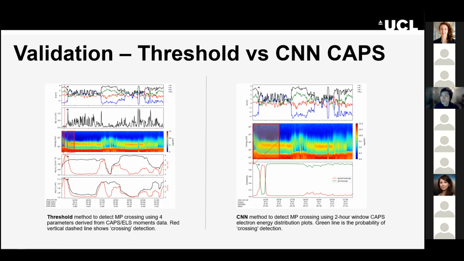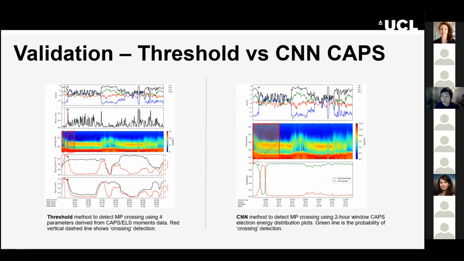Now if we look at the same event, but with CAPS data, we can see that the threshold method correctly predicts the first one, but not the subsequent crossings which happen. The CNN, however, identifies the first one correctly, and it has a period of no crossing as this 2-hour window slides onto the magnetosheath population. And then as soon as it captures the next crossing, we can see that the green line goes all the way back up to a prediction of 1.